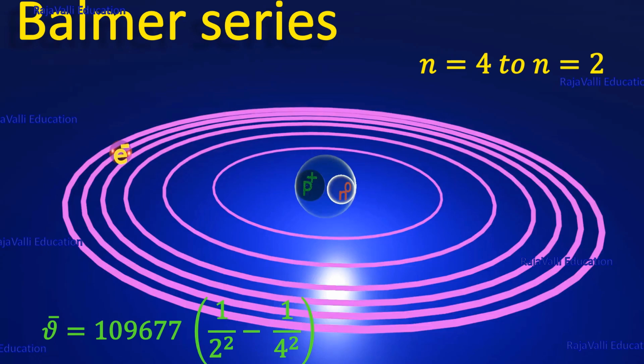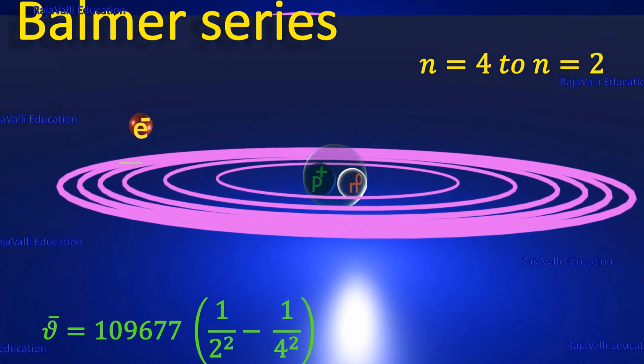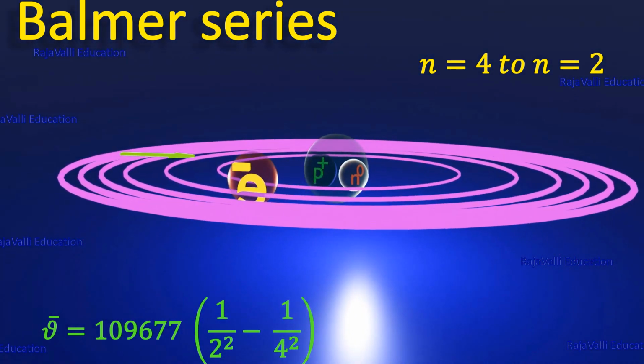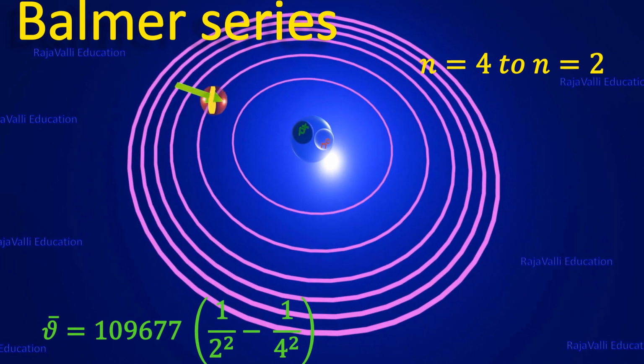When the electron is returning from n equal to 4 to n equal to 2, that is principal quantum number 4 to n equal to 2, it emits green color radiation. Its wave number is equal to 109677 into 1 by 2 square minus 1 by 4 square.